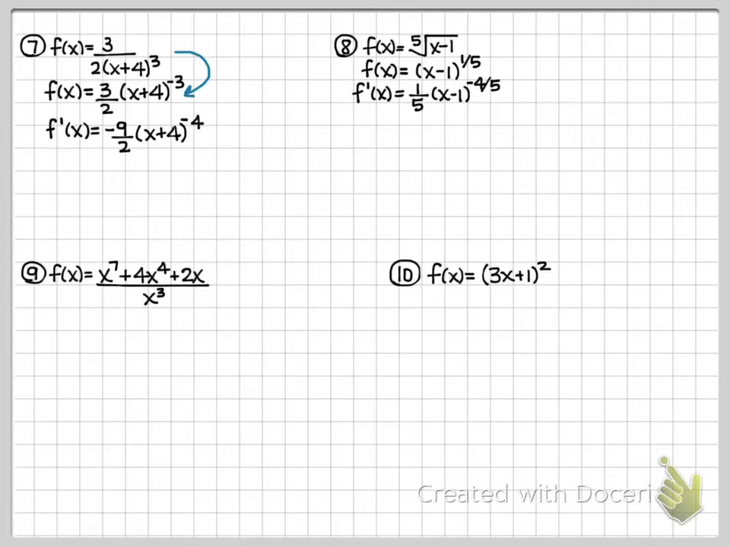So bring that exponent down, multiply it times the coefficient that's already there. There's nothing there, so it's just 1 times 1/5, which is 1/5. And then remember to decrease your exponent by 1. So 1/5 minus 1 is actually 1/5 minus 5/5. That's where I got my negative 4/5 from. So again, I'm going to go ahead and move on to 9.